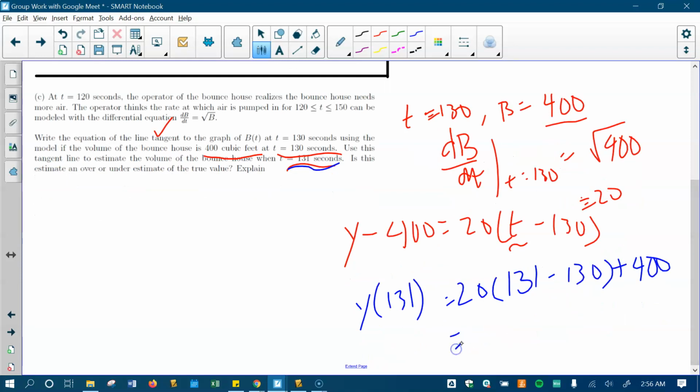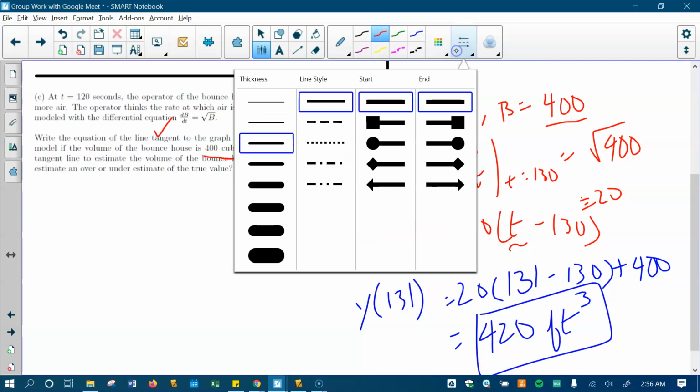And you could leave your answer if you're short on time. If you wanted to do that, you would get 420 feet, cubic feet, because we're talking about volume in a bouncy house. Okay, so that's your second answer. I'll box in our first answer here because I didn't do that.